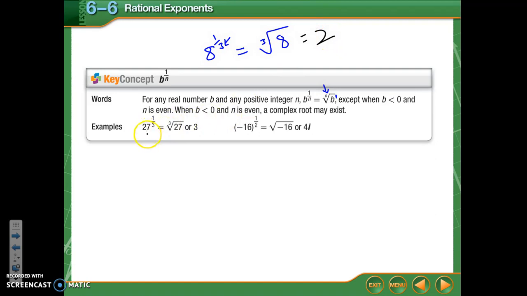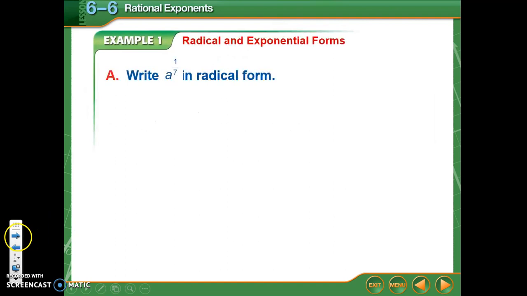For example, 27 to the 1/3 is the cube root of 27, or 3. Negative 16 to the 1/2, that 2 is my index, so that's the square root of negative 16, which would be 4i, thinking about our imaginary numbers.